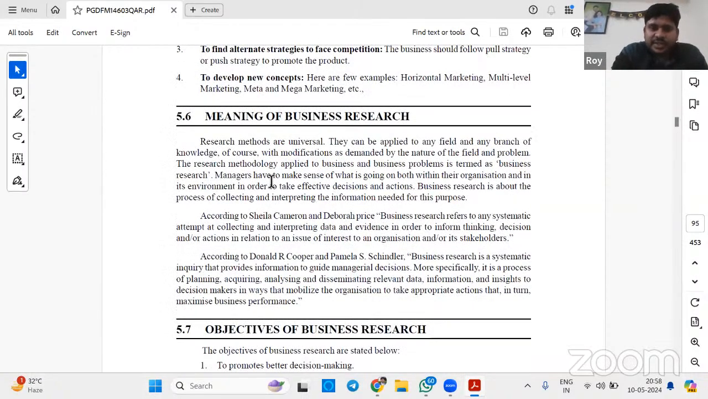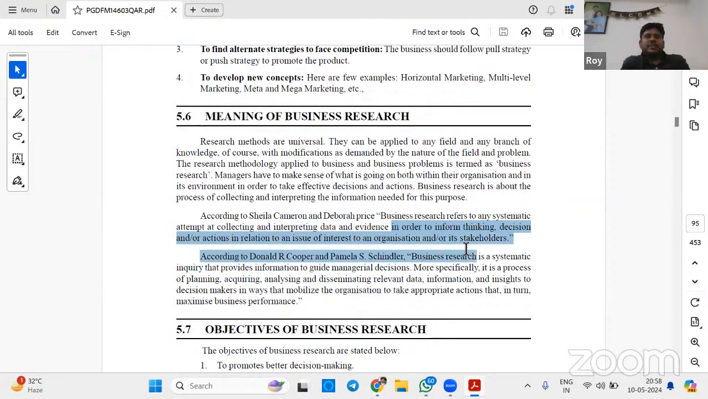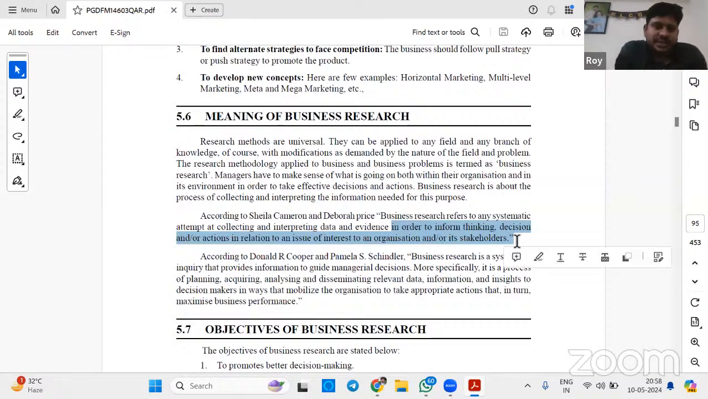What is the meaning of business research? Research is the thing that we have studied till now. What is business research? It applies to any field or any branch of knowledge, with modifications as demanded by the nature of the field and problem. Second, Sheila Cameron said it refers to any systematic attempt at collecting and interpreting data and evidence in order to inform thinking, decisions or actions in relation to an issue of interest to an organization or its stakeholders.